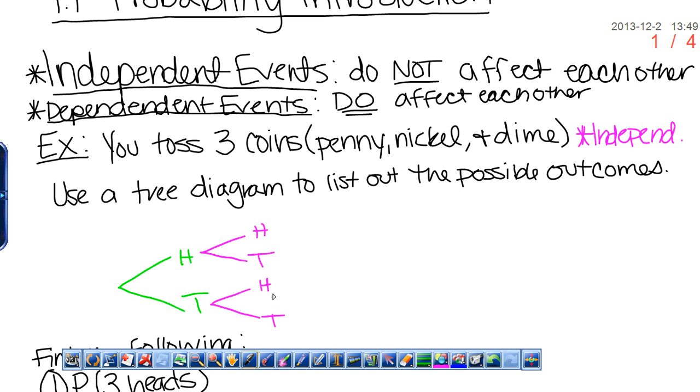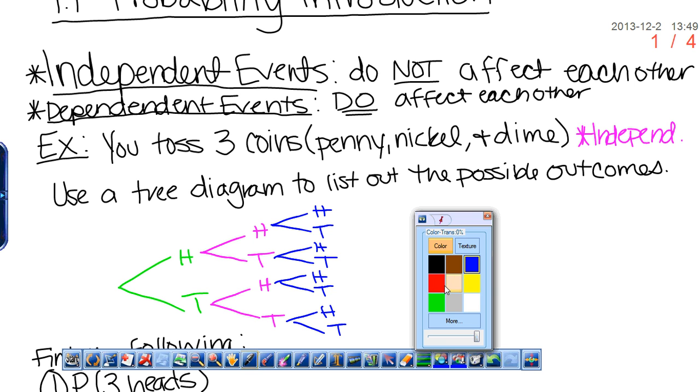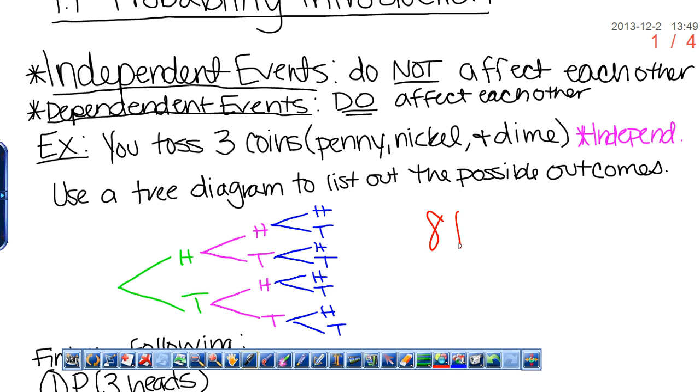Everyone okay with that? Okay. Now I'm going to toss the dime. For the dime, there's 2 possible outcomes, heads or tails. But that's out of each of these original outcomes. So I could toss and get heads, tails, heads, tails, heads, tails, and heads, tails. So now, how many total outcomes are there? There are 8 total outcomes.